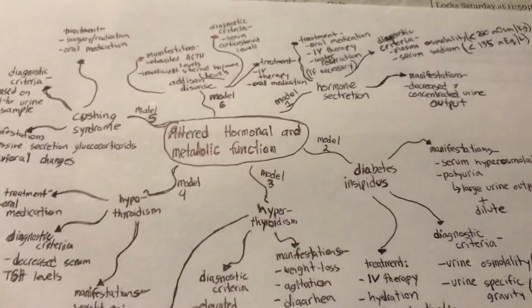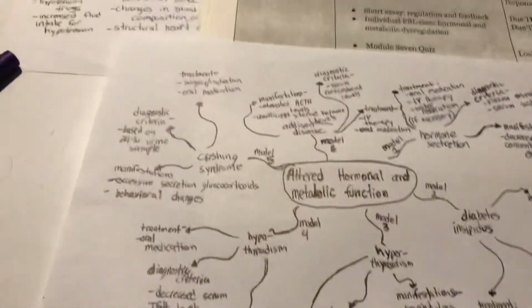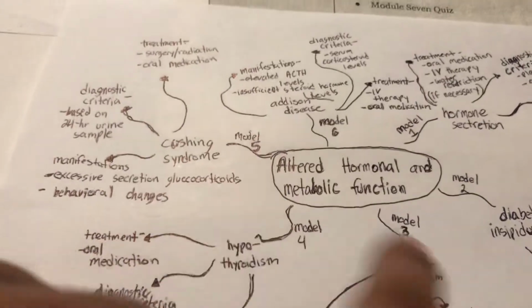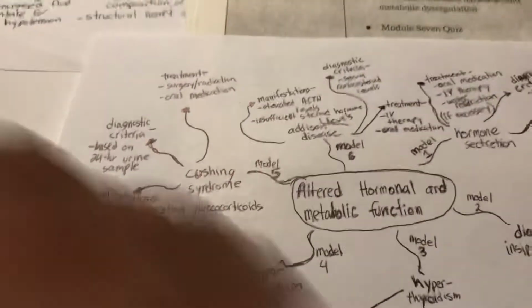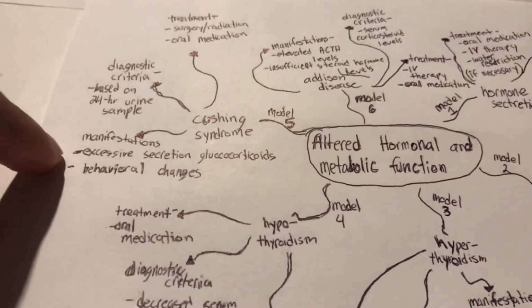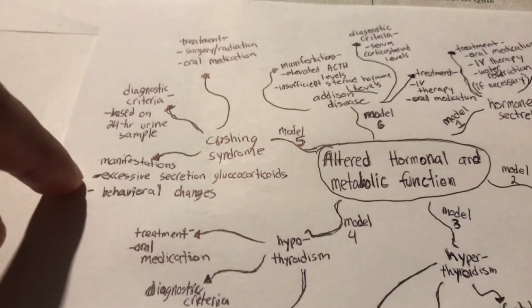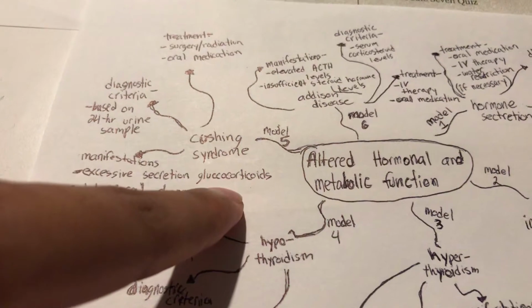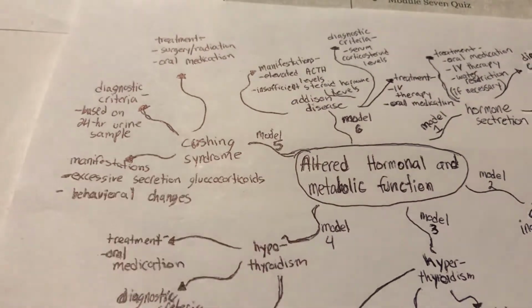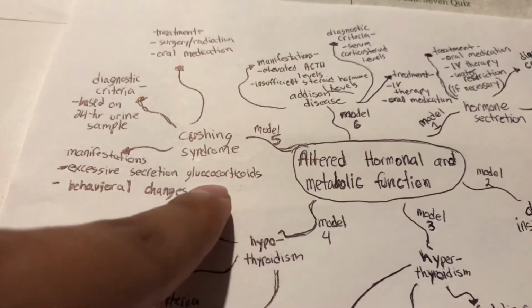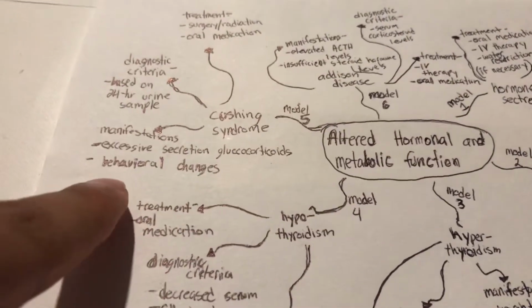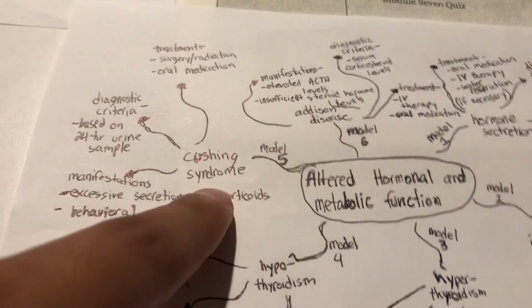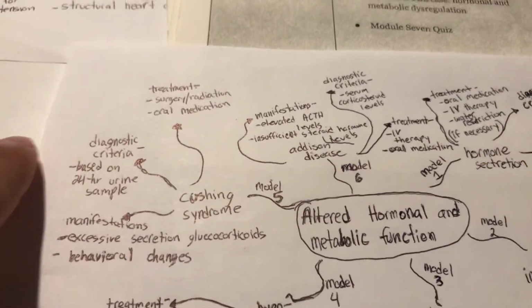So we'll take a look at one more, and over here we'll go to Cushing syndrome, which is model number 5. And then I put that the clinical manifestations was excessive secretion of, scratch that. I didn't mean to put glucocorticoids. I think the answer should have been corticosteroids. And then over here I have behavioral changes as 2 clinical manifestations for that syndrome.